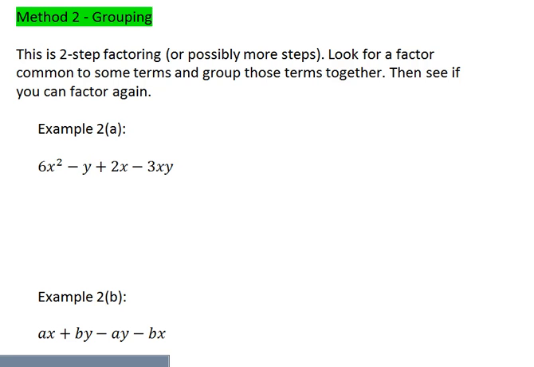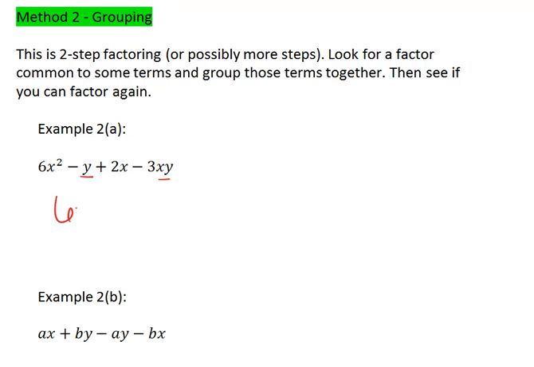So let's dive right into an example. In example 2, we have 6x squared minus y plus 2x minus 3xy. Okay, so we have the coefficients 6 to 3, and then variables x and y. What we want to do is we see that y is only present in 2 of the terms, so we're going to go ahead and group those together.